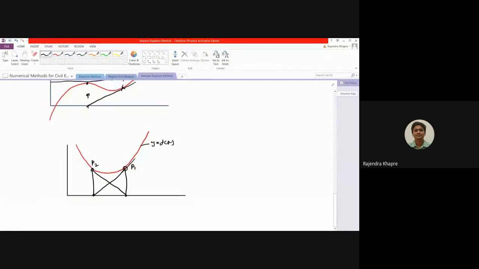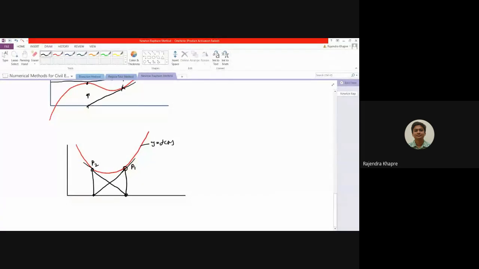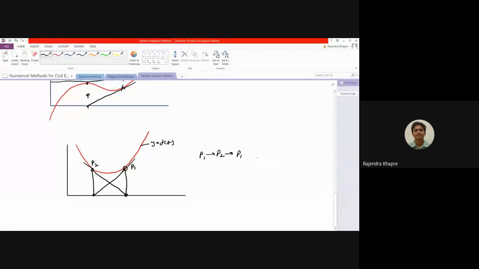Then at p2, you are going to draw one more tangent over here. And this tangent is going to intersect this axis, and again you are getting the same point. So from p1 you are generating p2, and from p2 once again you are going back to p1. So this sequence goes on and on, and this is not going to end anytime. From p1 you are getting p2, from p2 again you are getting p1, because you have chosen a very wrong point. Because of that only it is shuffling.